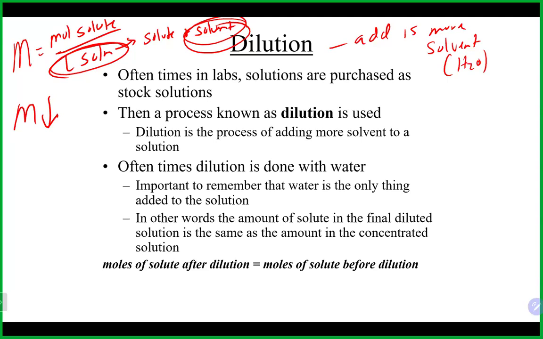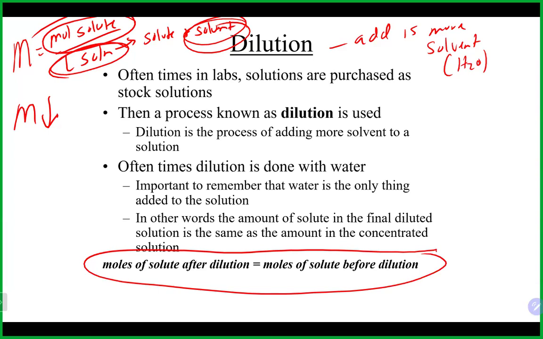The one thing that doesn't change is actually the top part. We didn't do anything with the solute. So the moles of the solute that you had at the beginning of the dilution will still be the moles that you have at the end. And that is what that basically says. The moles of your solute before the dilution and after dilution will be the same.